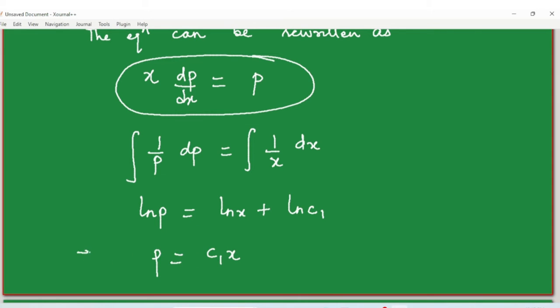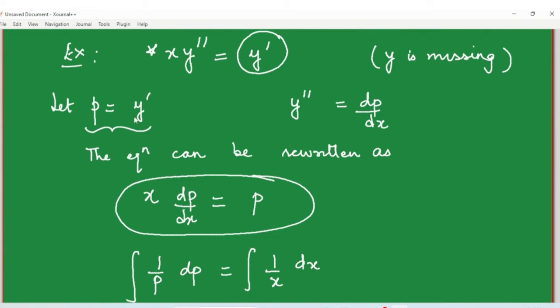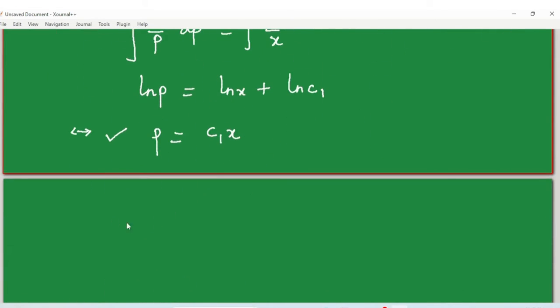So that's the first level solution, because p was a notation that we had introduced. The original question was in y and x. So we just introduced the p notation to make it first order in p and x and solve it according to the technique which is applicable to get p in terms of x. Now once we have p in terms of x, recall that p was a notation that we had introduced. We called y dash as p, where y dash obviously is dy by dx. So this implies that dy by dx is equal to c1x.